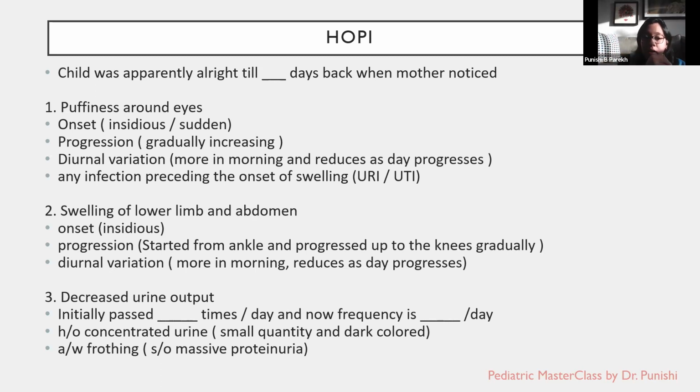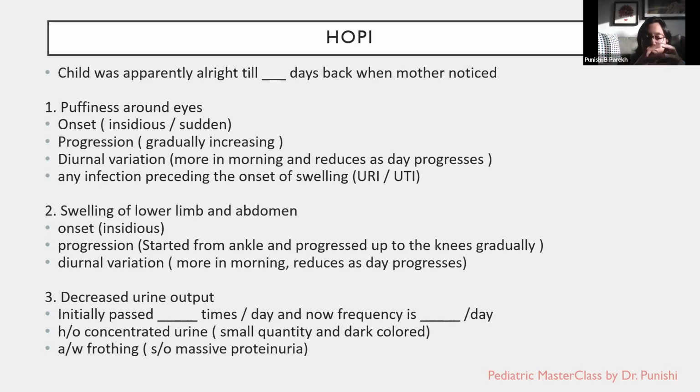So when I'm asking about diurnal variation in this case, the mother is telling me that the edema is more in the morning and then reduces as the day progresses. Okay. Having said that, now I know that there is puffiness around the eyes, which is insidious in onset. So ODP is important: onset, duration, progress. Duration we know is present for the past 7 days. Onset has been insidious. Progression has been gradual, associated with diurnal variation.